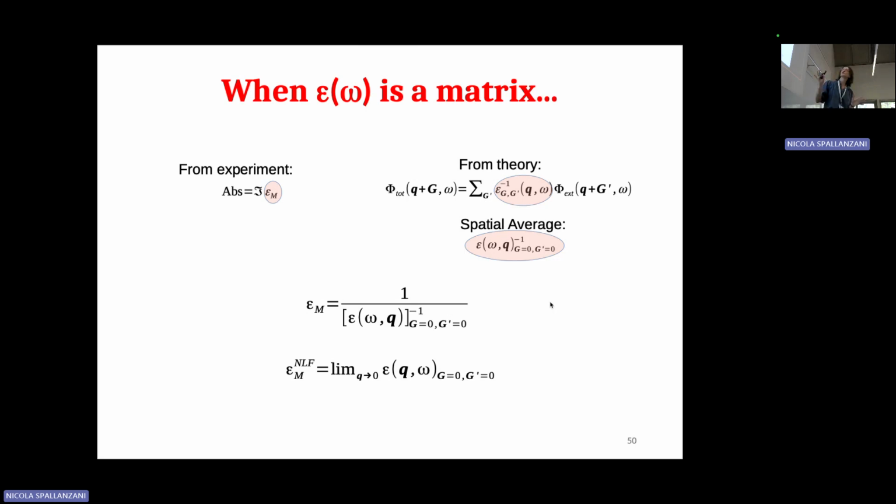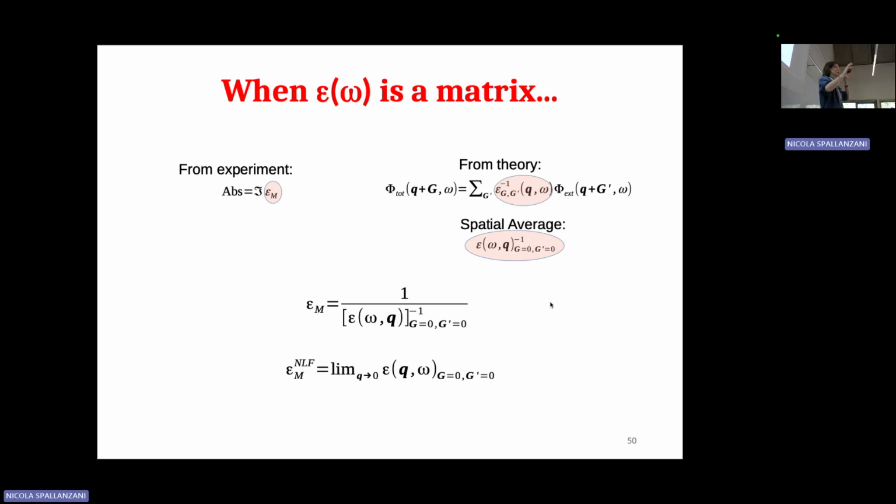In order to approach the conclusion, pay attention that from an optical absorption experiment, we have access to the imaginary part of the dielectric function that we call the macroscopic dielectric function. From the theory, we have a relation between the total potential and the external potential, which is expressed in terms of the inverse of the dielectric function, which is a matrix in G and G prime.